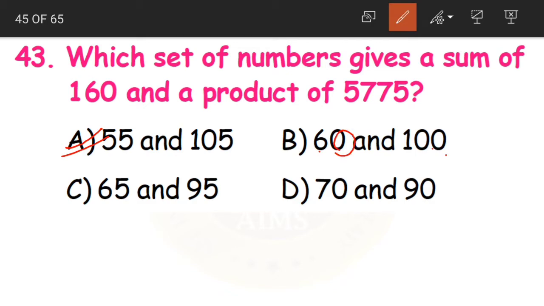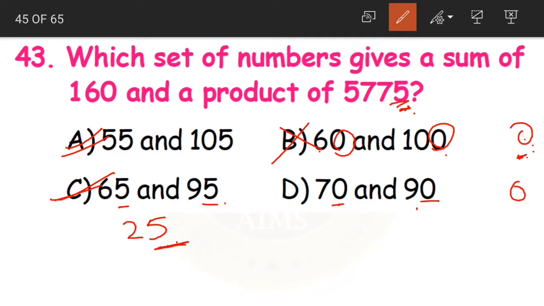Next option B. 0 into 0 becomes 0. In the units place we'll have 0, but here it should be 5. So B cannot be the answer. Now in C we have 5 into 5 again. 5 5s are 25, so 5 will be in the units place. C can be the answer. And coming to D, 0 into 0 becomes 0, but we want 5. So D cannot be the answer.